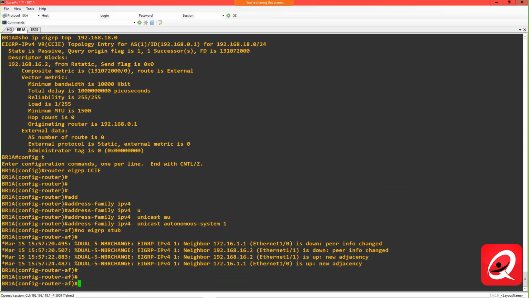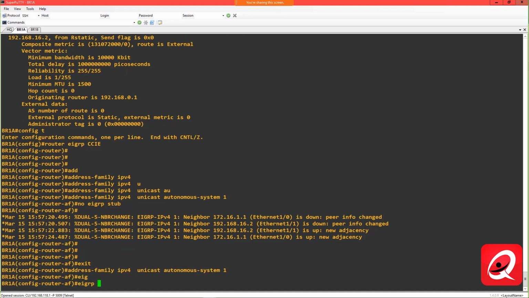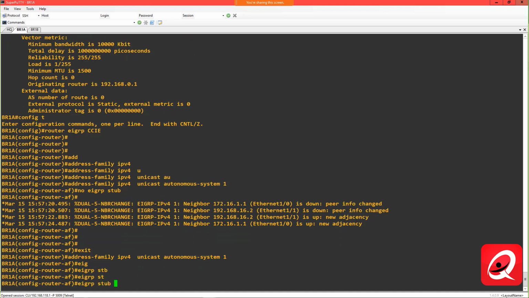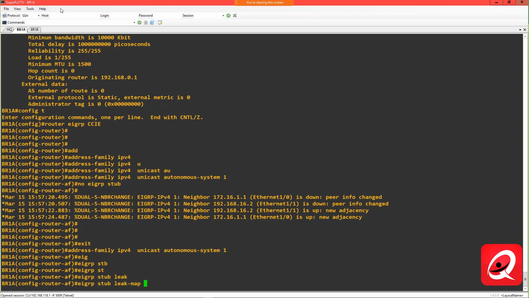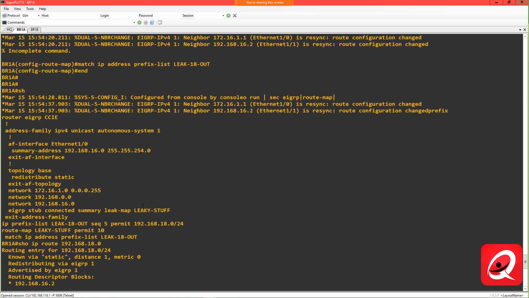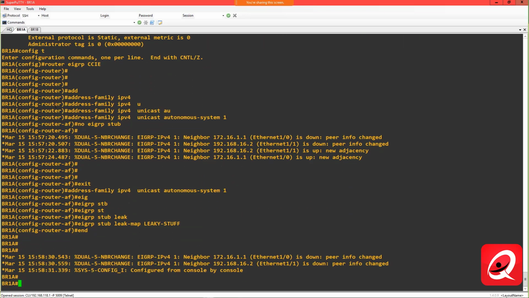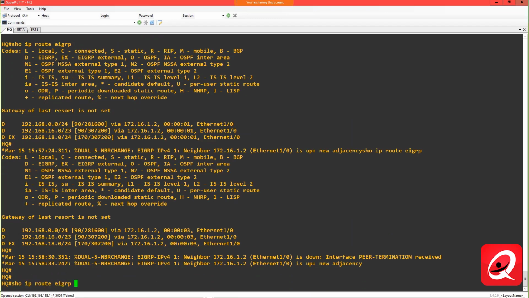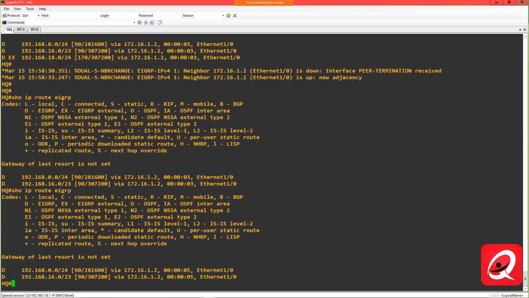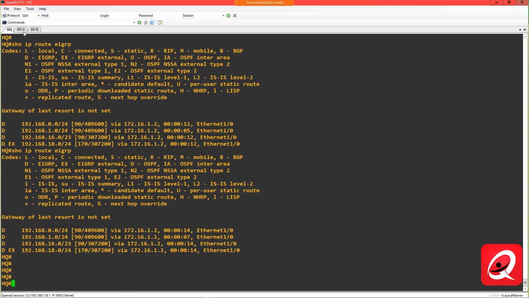So let me go ahead and reapply. Oops, I want to stay in address family mode. Let's do an EIGRP stub, and let's do leak map, and let me get the name of the route map here. Leaky stuff, and see what we see here. Interesting. So I'm not exactly sure why that particular route's not being leaked out.